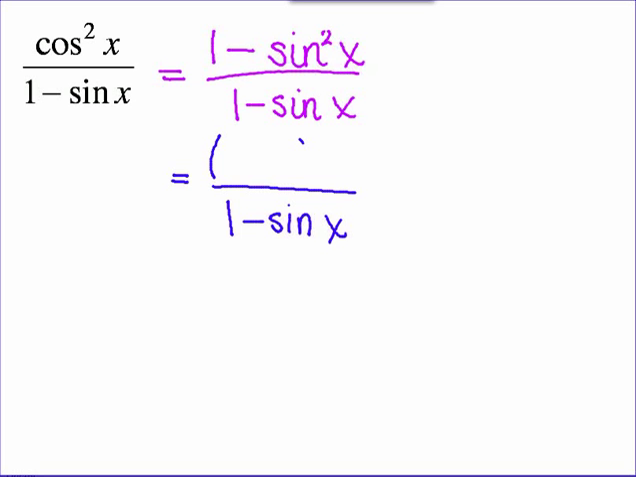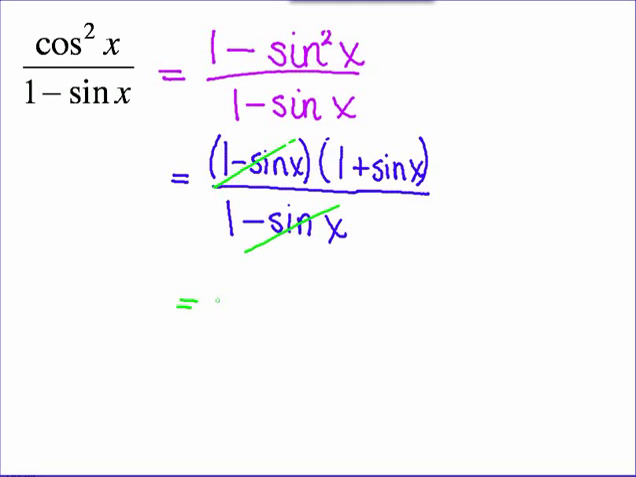So what is the top going to factor to be? 1 minus sine and 1 plus sine. Reason being, those are the difference of 2 squares. 1 is a perfect square, sine squared is a perfect square. So now all you have to do is cancel out your 1 minus sines, and your answer is 1 plus sine x. That is just that simple.